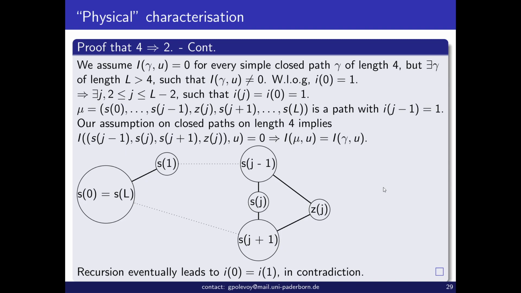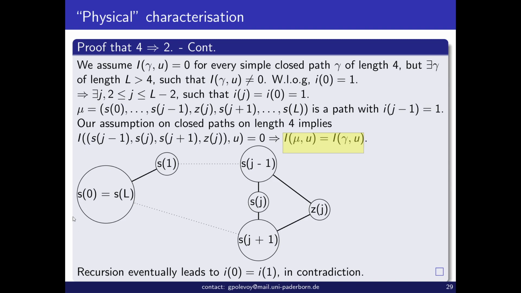So mu is the path with the player who changes, j minus 1, by the definition of zj. And another thing which is important is that we can now conclude that I of mu with u is equal to I of gamma with u, because look at the following illustration.